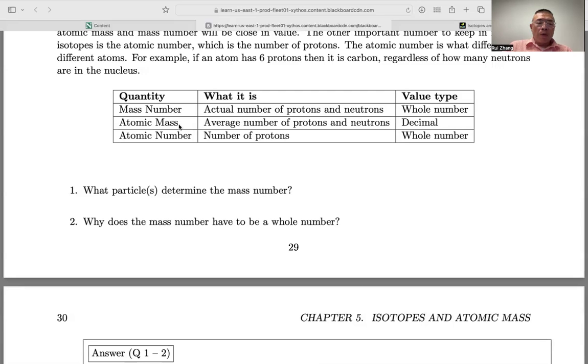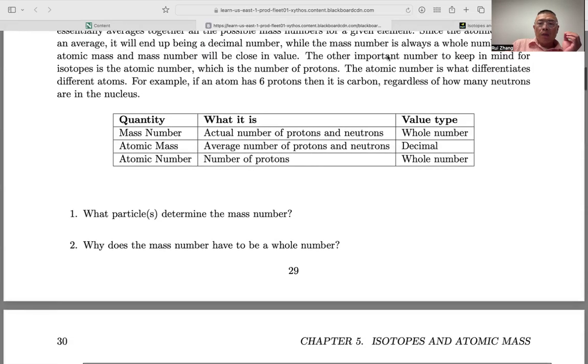Finally, this concept called atomic mass. You're calculating it because you have a couple of different isotopes. Each isotope has a different percentage in nature. So when you add them together and take an average, you may end up with a number with decimal places. That's where the atomic mass comes from.